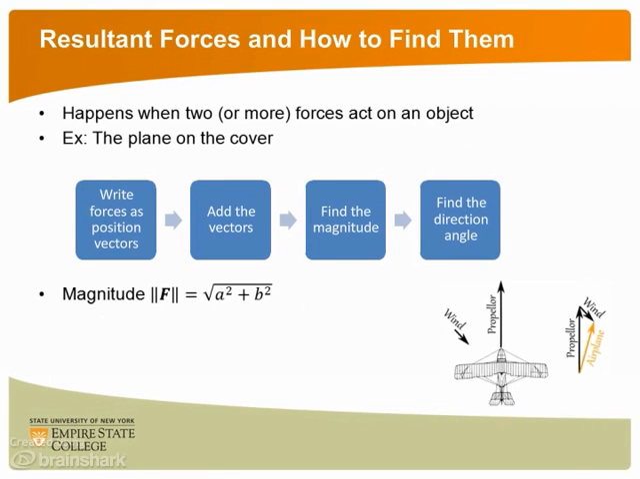To find the magnitude of the resultant force, we take the square root of the sum of the squares of the x direction and the y direction components. In other words, we square the values for a and b from the resultant position vector, add the results, and take the square root. To find the direction angle theta, take the inverse cosine of the ratio of the a value from the resultant position vector to the magnitude of that vector. Now that we have the basic process for finding a resultant vector, let's look at an example.